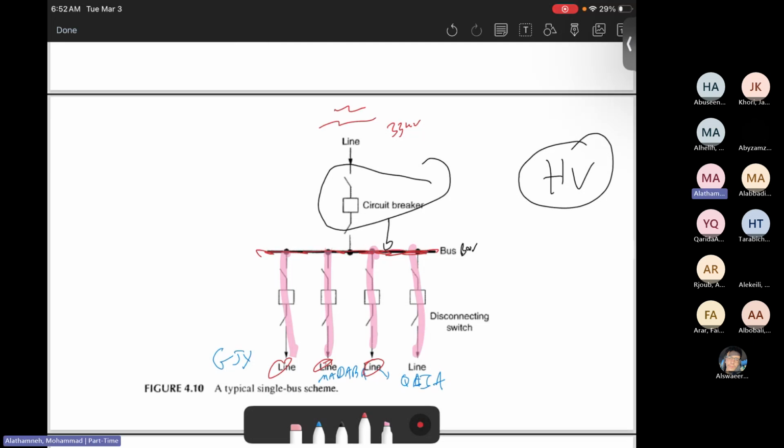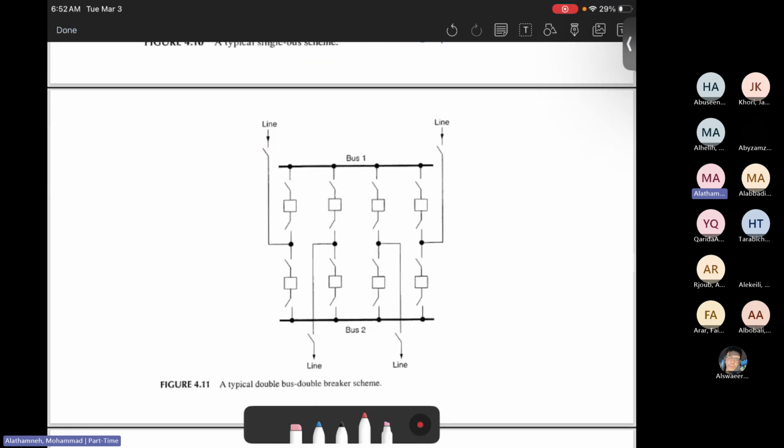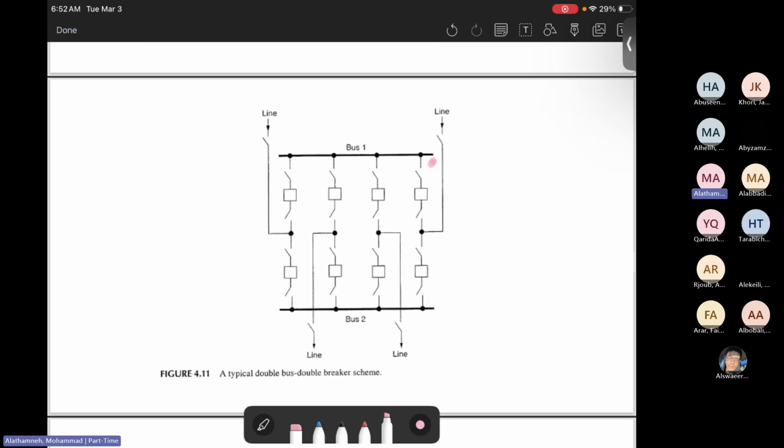That's the disadvantage. But it's simple. Now the next scheme, double bus bar. Double bus bar, double breaker. Double bus bar because we have bus bar number one, bus bar number two. Double breaker because each line has two circuit breakers. This one has two circuit breakers, this one has two circuit breakers, and this one has two circuit breakers. That's why it's called double bus bar, double breaker.